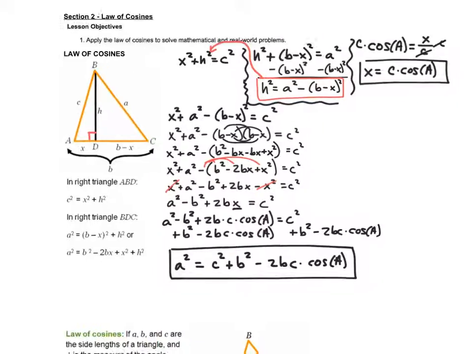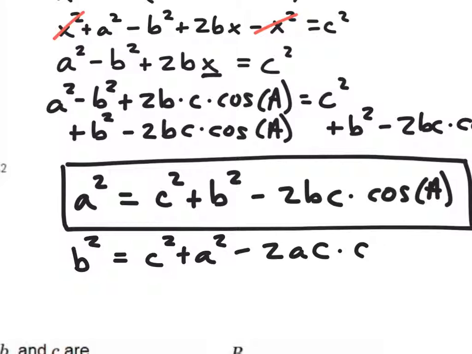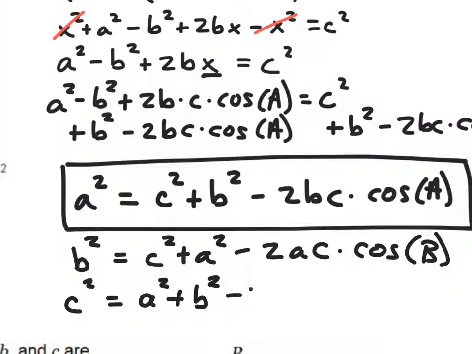Okay, so we can extend this and do this for other sides. So let's do the same thing for b. I could write this out as b squared is equal to c squared plus a squared minus 2ac times cosine of angle b. I could do the same thing for c squared. Okay, so c squared is equal to a squared plus b squared minus 2ab times cosine of angle c.